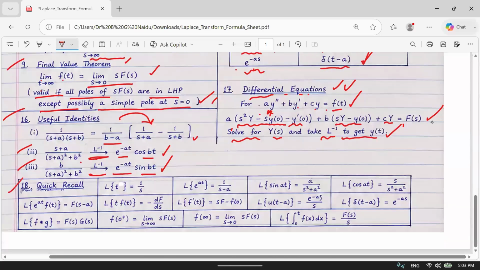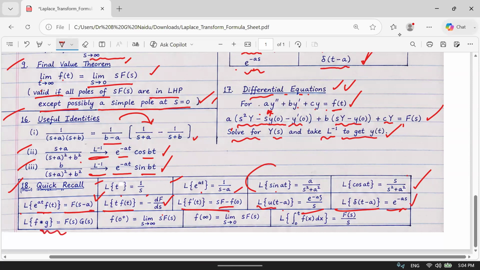Okay. Let's do a quick revision. The Laplace transform of 1 is 1 by s, of e to the power at is 1 by (s minus a), of sin at is a by (s square plus a square), and of cos at is s by (s square plus a square). The Laplace transform of e to the power at f(t) is F(s minus a). The Laplace transform of t f(t) is minus dF by ds, which is differentiation. The Laplace transform of the derivative of a function is sF(s) minus f(0). The Laplace transform of the unit step function u(t minus a) can be written as e to the power minus as by s. The Laplace transform of the Dirac delta function can be written as e to the power minus as.